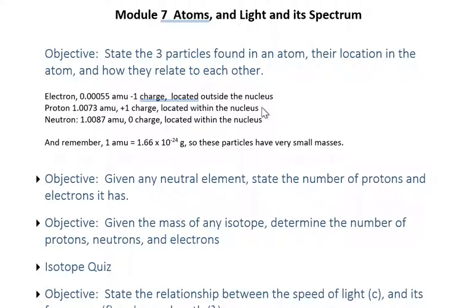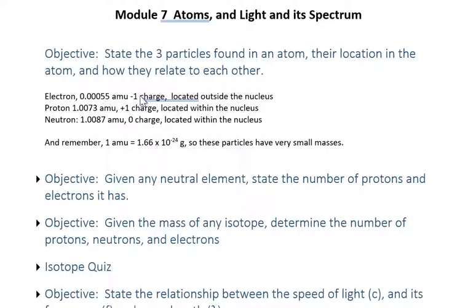The thing you need to know about charges is that like charges repel one another, and opposite charges attract. So for example, an electron and a proton will actually be attracted because you have a charge of -1 attracted to a proton of +1.